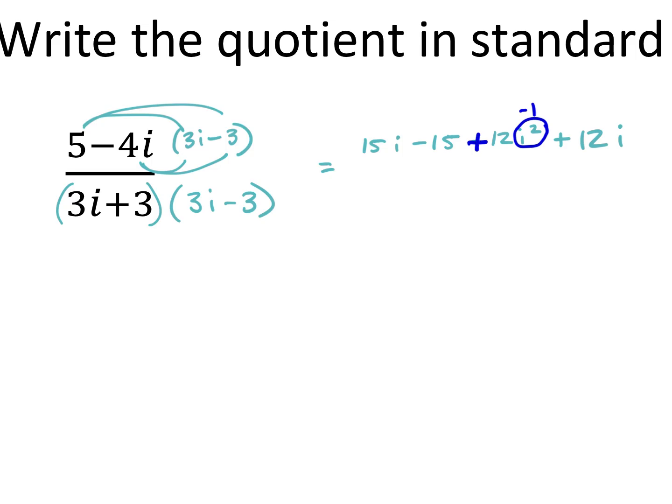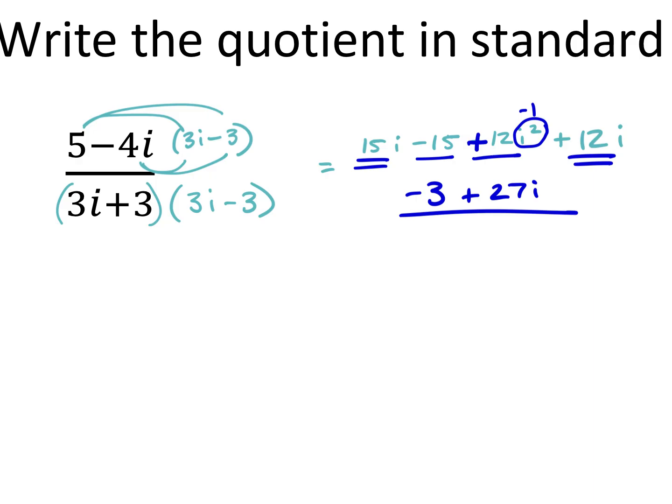So then we can combine our like terms. Negative 15 plus 12 would be negative 3. And 15i plus 12i would be plus 27i. So that would be your numerator.